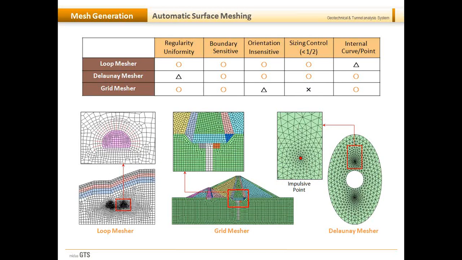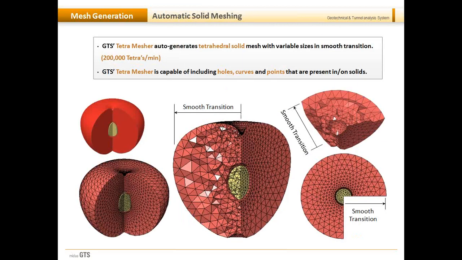In the automatic surface meshing, we have the three algorithms of loop mesher, Delaunay mesher, and grid mesher. The robust among these is the Delaunay mesher, which is not dependent on the geometry, and it can take care of the holes. And then one of the most robust features of GTS is the automatic solid meshing. And our tetra mesher is capable of generating 2 lakh tetrahedral elements per minute, and moreover, it is capable of including hole curves and points which are present in the solids.